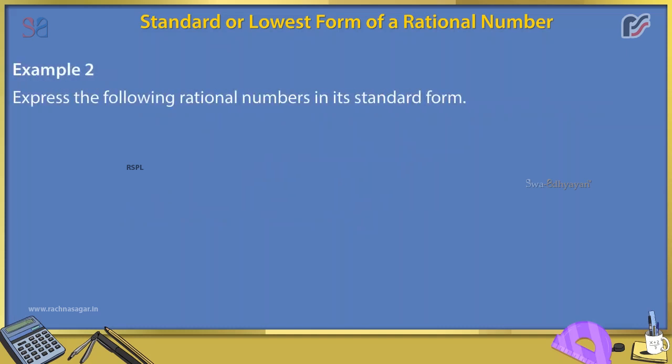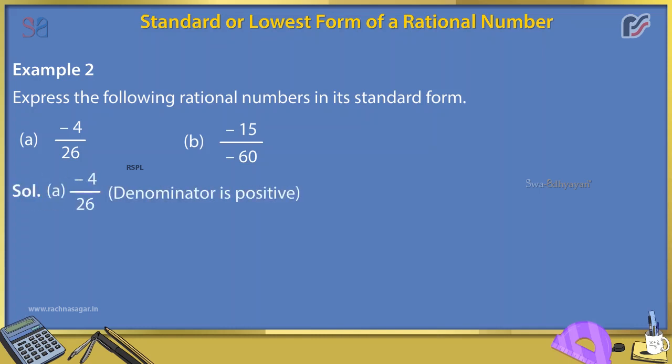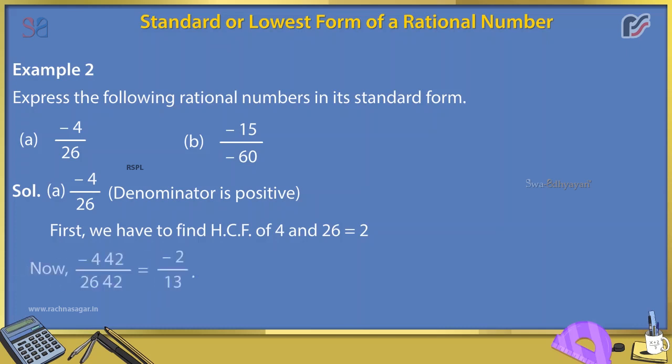Example 2. Express the following rational numbers in their standard form. A. Minus 4 by 26. B. Minus 15 by minus 60. Solution. A. Minus 4 by 26. The denominator is positive. First, we have to find the HCF of 4 and 26, which is equal to 2. Now, minus 4 divided by 2 by 26 divided by 2 is equal to minus 2 by 13.